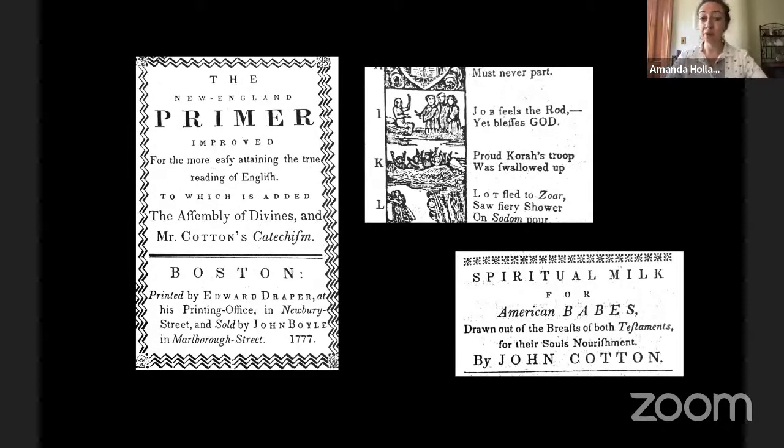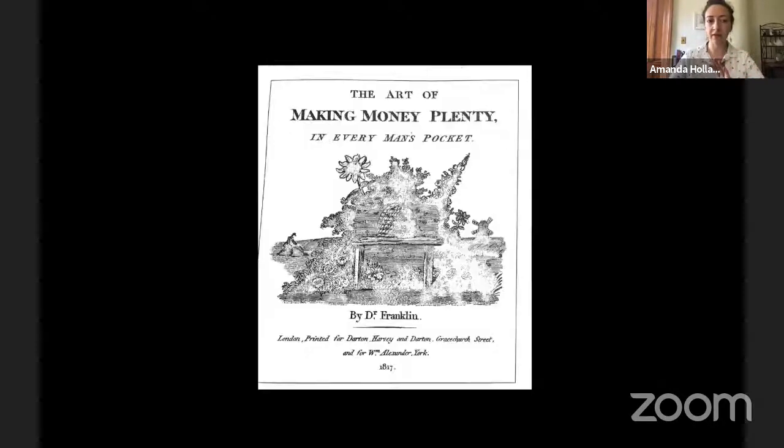So we also have Spiritual Milk for American Babies, drawn out of the breasts of both testaments, which is fascinating imagery, for their soul's nourishment by John Cotton. So here we have this continuation of the idea of this is what will nourish them more than anything else, is a godly education that is established from a very young age. Now, I want to contrast that a bit with what we have next. So this is The Art of Making Money Plenty in Every Man's Pocket. It's very American, by Dr.